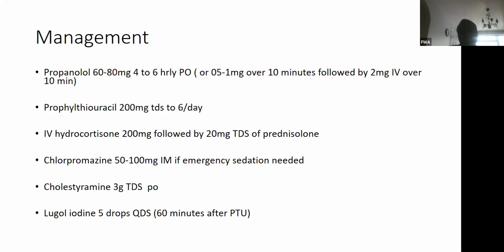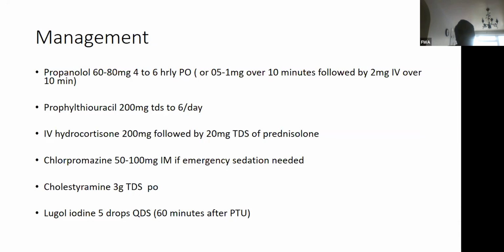If we are going to sedate the patient in emergency, then chlorpromazine is also given. In very rare cases, we can give cholestyramine, and cholestyramine will stop the absorption of thyroxine from the gut. So basically, we're trying to reduce the recycling of the thyroid hormone.